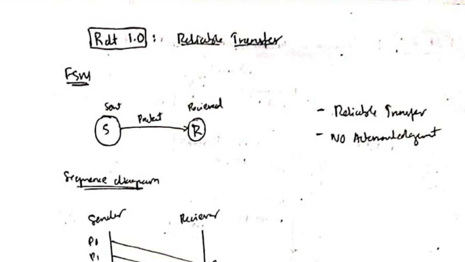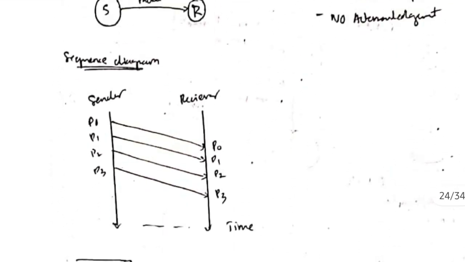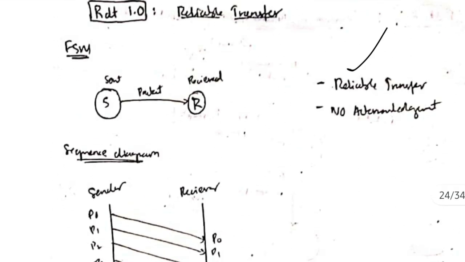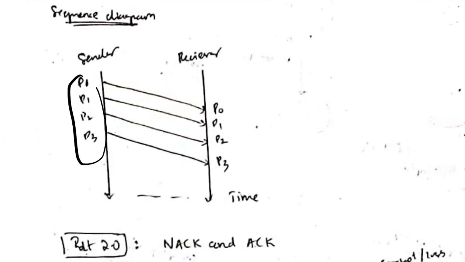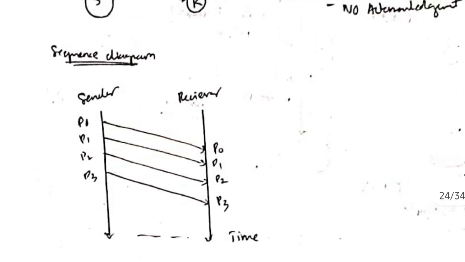After writing the FSM and the characteristics, you have to write the sequence diagram. In the sequence diagram, these are the packets which are getting sent and received at the receiver's side. Okay, so that's all you have to do in each of these RDTs.